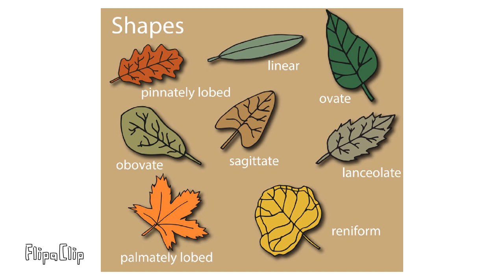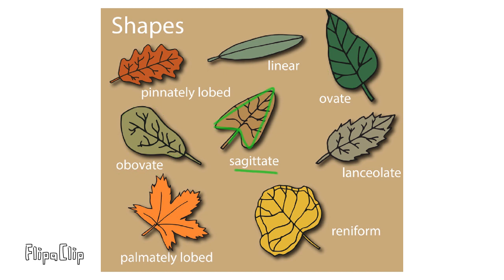Now we have the shape of the leaf. There are many different shapes, but here are some of them. Pinnately lobed leaves are arranged on either side of the central axis, like a feather, while palmately lobed leaves look like hands with their lobes coming from a single point. Obovate leaves are like upside-down pears, while ovate leaves look like right-side-up pears.